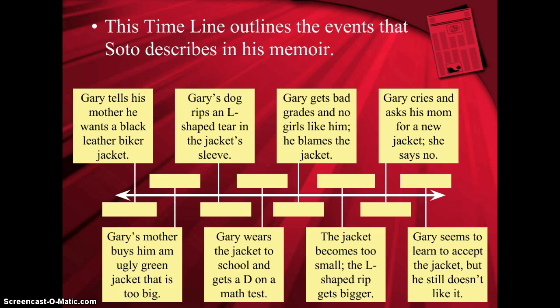As he becomes older and older, the jacket becomes too small, and the rip in the sleeve gets bigger. And finally, he cries to his mom that he needs a new jacket, and she shuts him down and tells him no. And at the very end, Gary accepts his jacket. Or he accepts it, he does not like it, and so he grudgingly kind of keeps it with him. At the end of this story, he is sitting on a fence, and he's taken the jacket off and draped it over the fence, and he forgets it on the fence, and he comes back and picks it up. So he most definitely feels like this jacket is a part of him now.